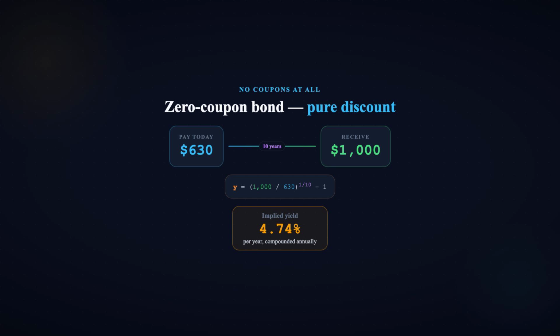Zero-coupon bonds are the purest expression of a discount rate. No reinvestment complications. No coupon timing. Just one price today, one payment later, and the implied rate that connects them.